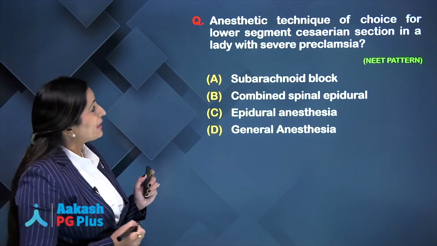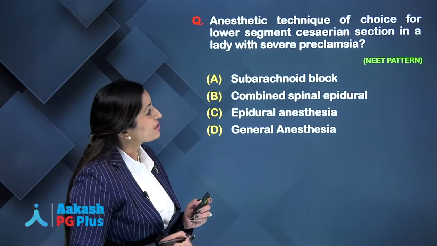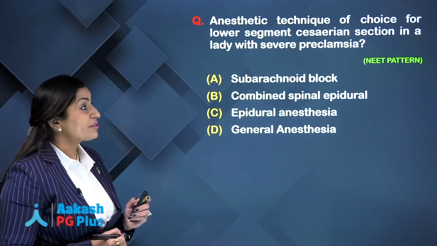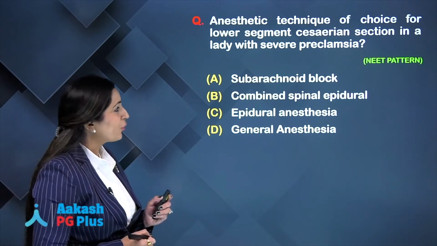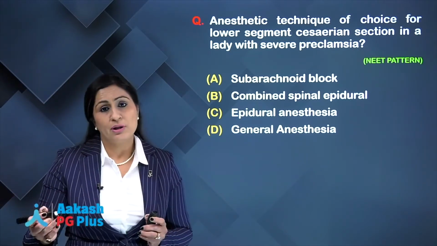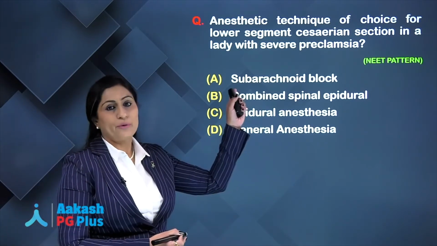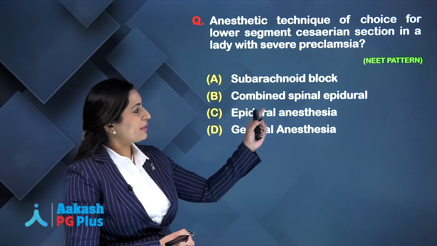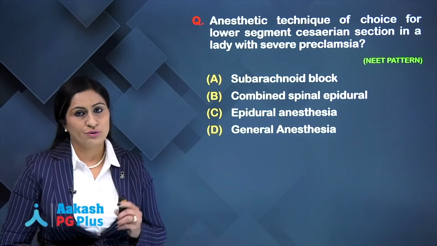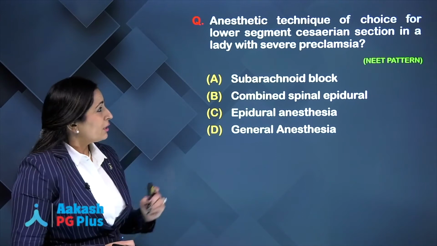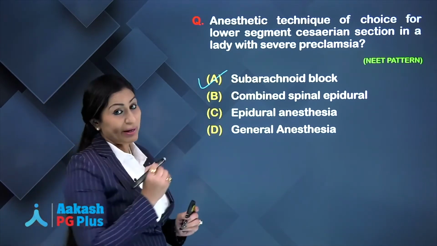Moving on, anesthetic technique of choice for lower segment cesarean section in a lady with severe PIH or preeclampsia. Subarachnoid block, so spinal block or spinal anesthesia, the other name is subarachnoid block. Combined spinal and epidural block, epidural anesthesia or general anesthesia. So the answer to this question is subarachnoid block, that is spinal block.